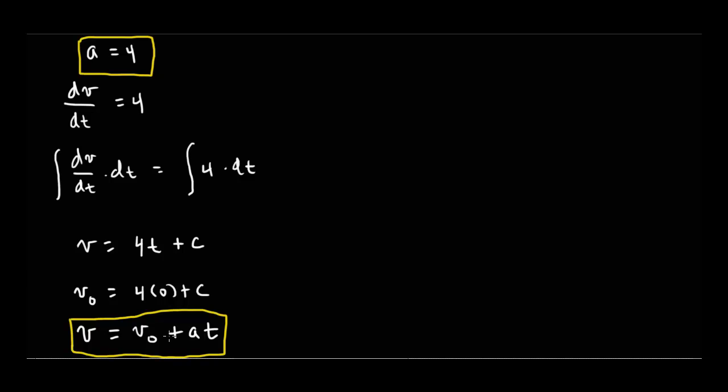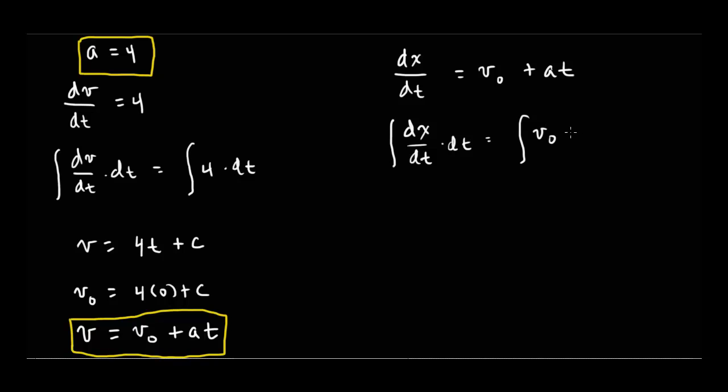What if you want to know now an expression that's going to allow us to talk about the position with respect to time? What if I want to know something about the position? Well, we know that the velocity is the time derivative of the position function. So I could say dx over dt equals v naught plus at. And I could go ahead now and integrate this with respect to time. So I could say dx over dt equals the integral of this whole thing, v naught plus at dt.